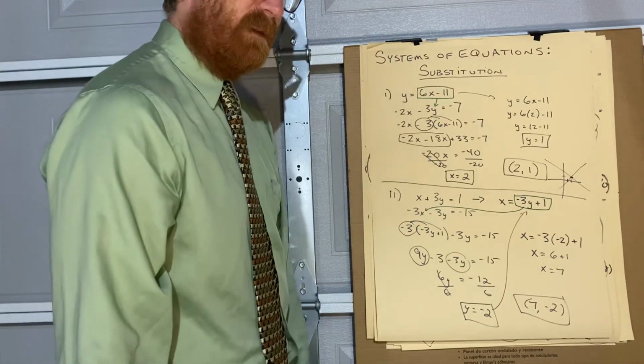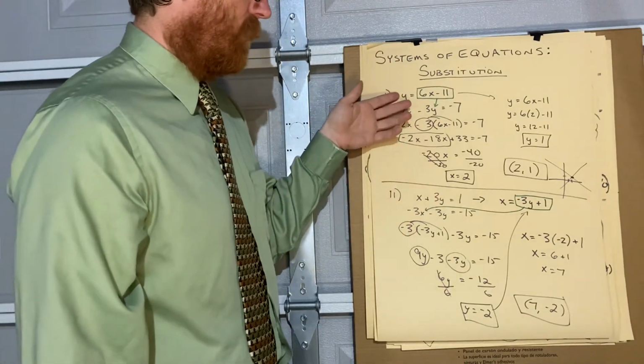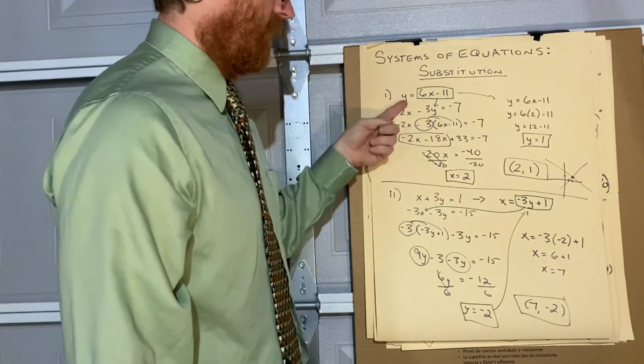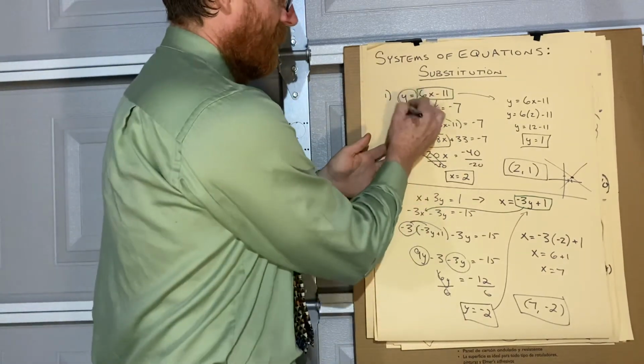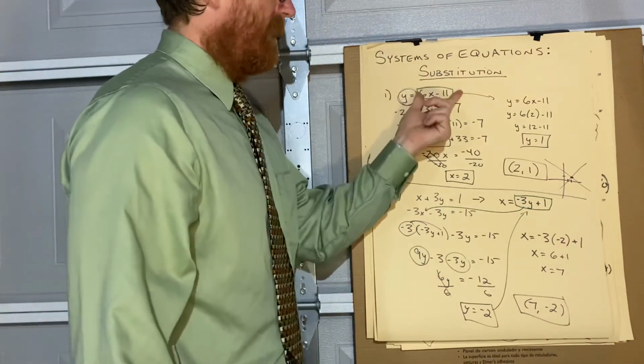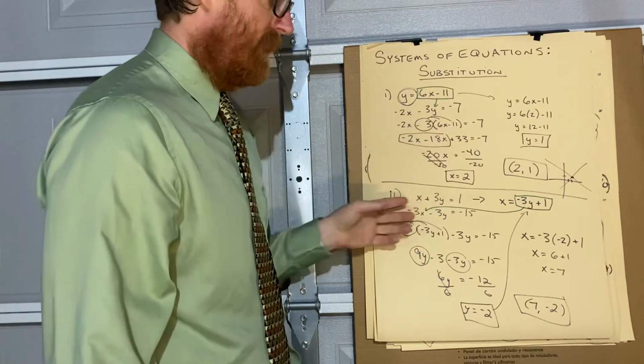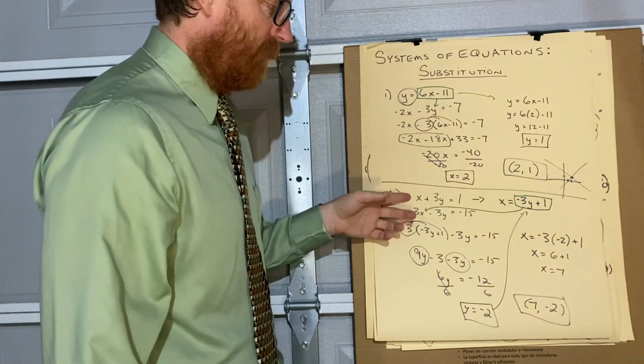The basic idea here is that when you use substitution, the first thing you have to do is get one of the variables by itself. And number one, the y was already by itself. Y equals, it was already by itself on one side of the equal sign. And it had this, so I can plug this 6x minus 11 in for y in the other equation. Down here in number 11, we had to do a little bit of work first.